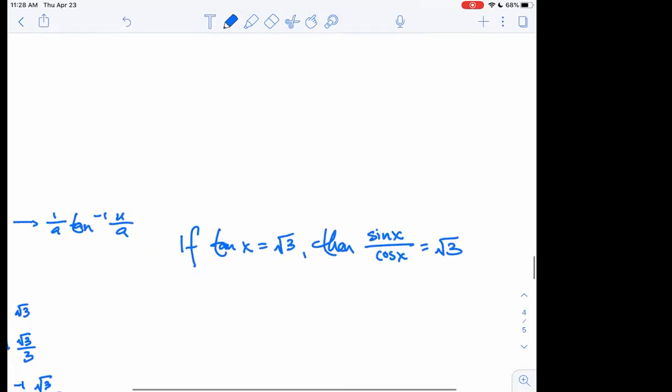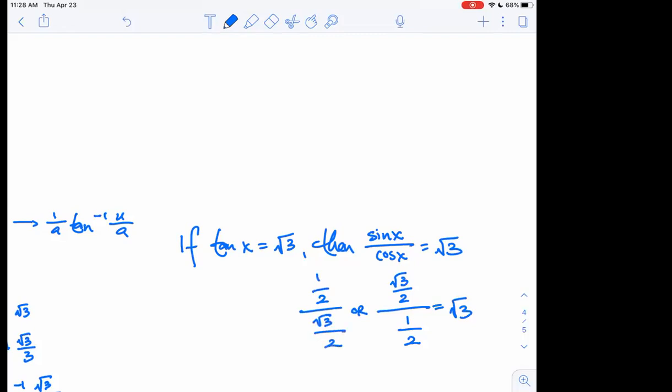So let's go backwards. How did I end up with root 3? Well, I know that all of the values are something over 2. So I'm going to fill that in already, because the unit circle values are something over 2, something over 2, and I want to end up with a root 3. So my options are: it could be root 3 over 2 over 1 over 2, or what if I do 1/2 divided by root 3 over 2, okay? Those are my two options.